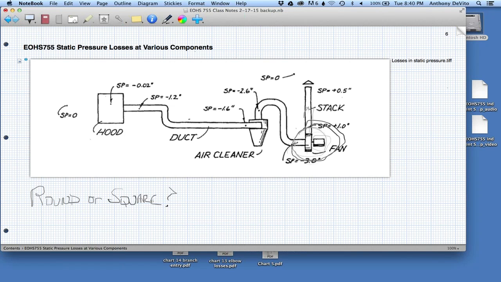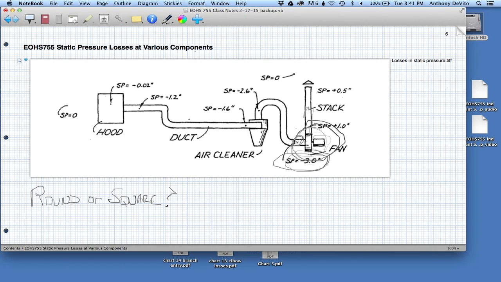Okay, so now I noticed that right at this point, very close to this fan, the static pressure is negative 3 inches of water. This fan is pulling a large suction. We get negative 3 inches of water suction here.